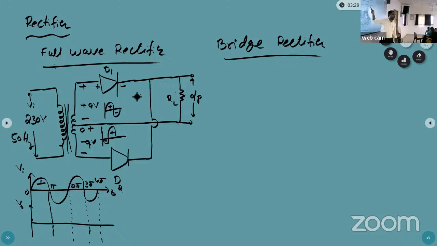Now what is the D1 diode status? Forward bias. Forward bias means that it acts as a short circuit. So how much current is present here? The same current will be up here.